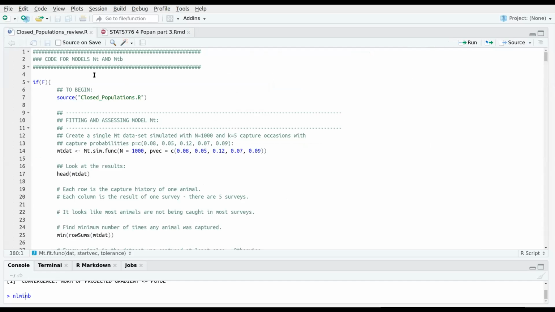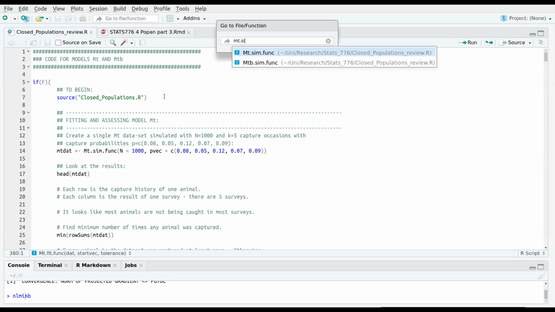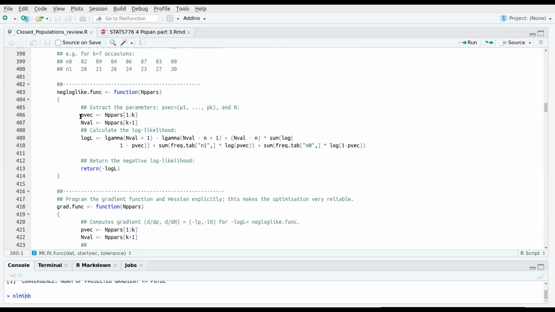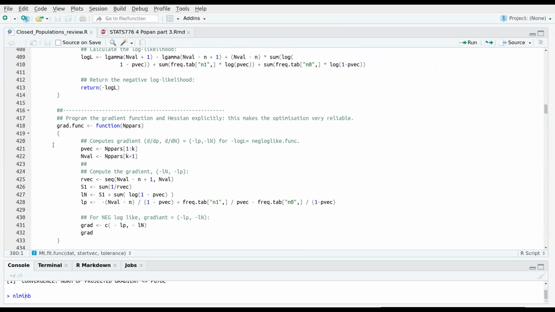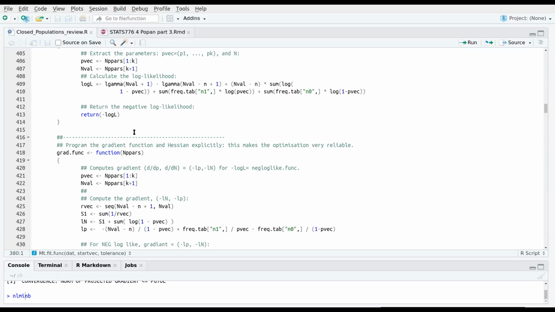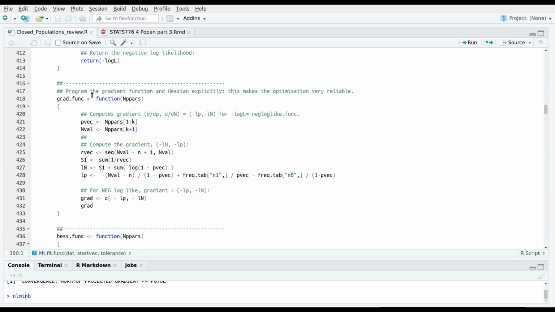So this is Rachel's code for illustrating Model MT. And if we look at mt.fits.func, you can see the negative log likelihood function is here. And she also has the grad.func and the hess.func. So because Model MT is a relatively simple model, you can just analytically derive the gradient and the Hessian, and then you can just write the code to evaluate them.